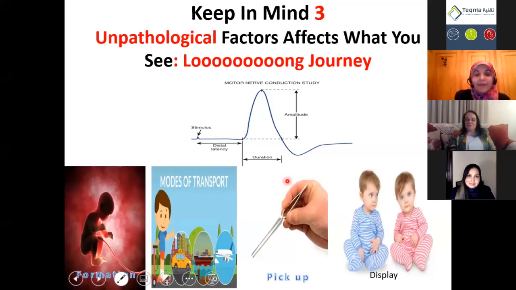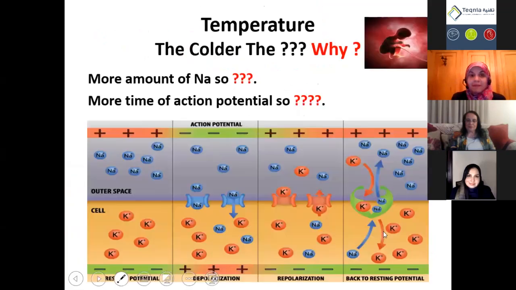Also, the potential that you record, you pick up other things rather than just the thing that you want. So you also pick up different things. And of course, at last, this is the display. It differs how you demonstrate it on the screen. As you can see, they are these nice babies. You can display them in different ways. So this is the journey of the potential before you see it on the screen.